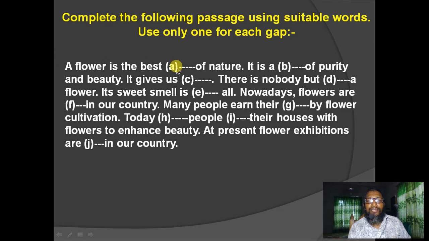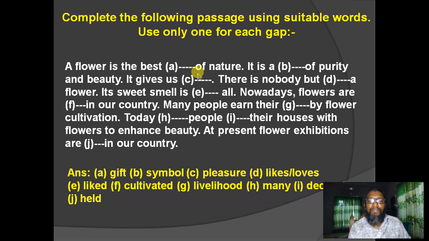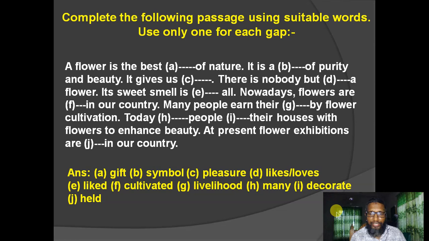Flower is the best gift of nature. Flower is the best gift of nature. Flower, and it is a dash of best gift. Here the word best is the superlative degree, and it's also an adjective, and gift is a noun, gift of nature. So after an adjective you can use a noun.